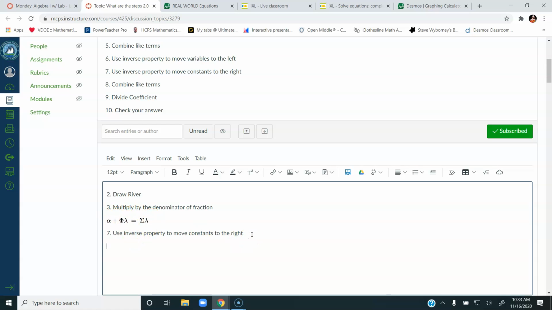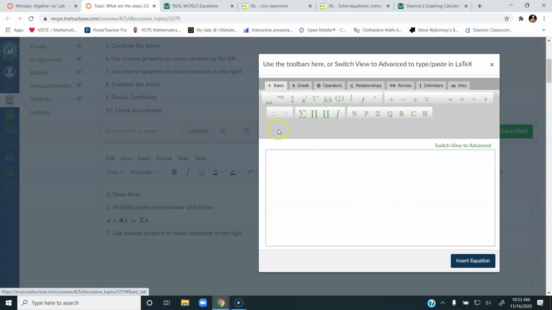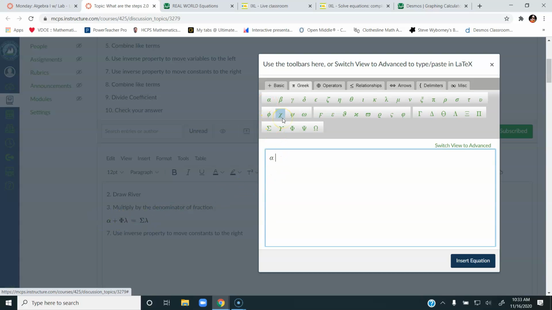Now, I was not necessarily requiring that you do this, but I felt like it was the right thing for me to do to show you. So then our answer would be, because we're subtracting out this symbol, phi lambda. So I'm going to say A is equal to sigma lambda minus phi lambda.